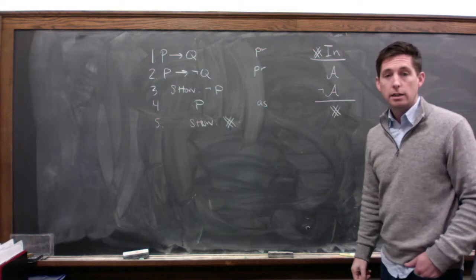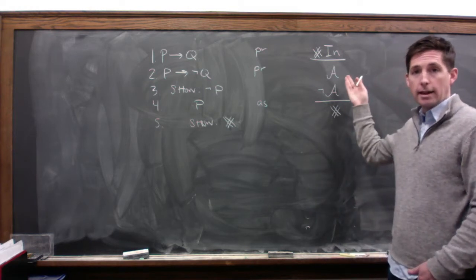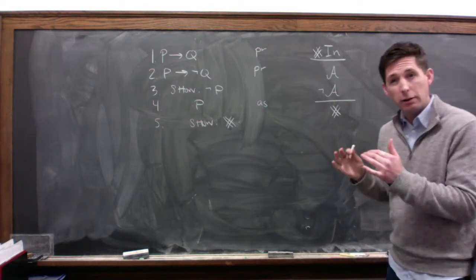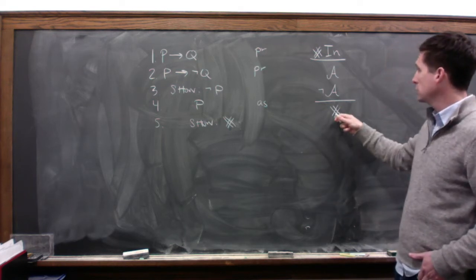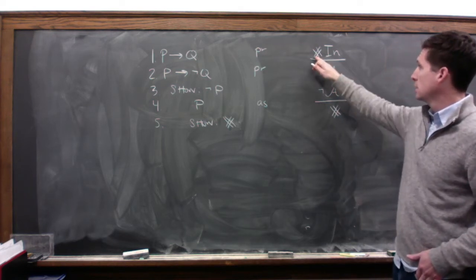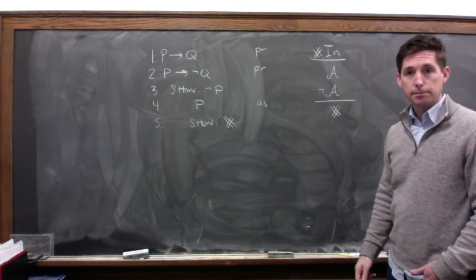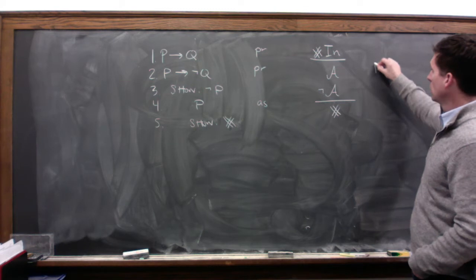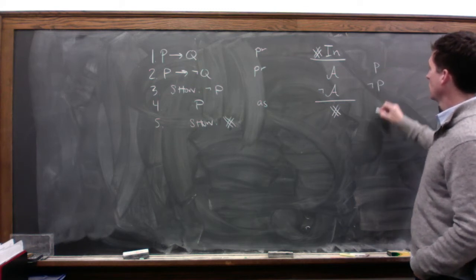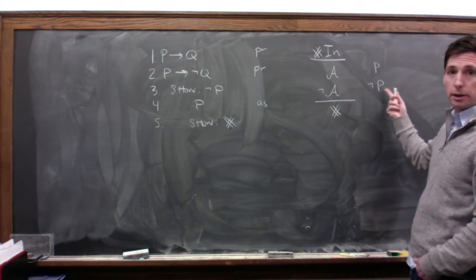It says, if you have a formula A, and you have the negation of that very formula, not A, you can then write down a contradiction, and the designation is X in, or Xi. And so just to be clear, here's an example where you could do contradiction in. You've got P and not P.